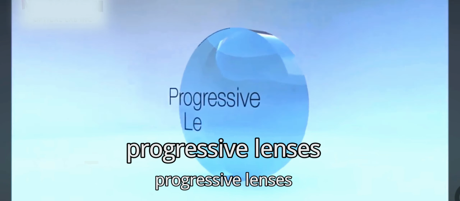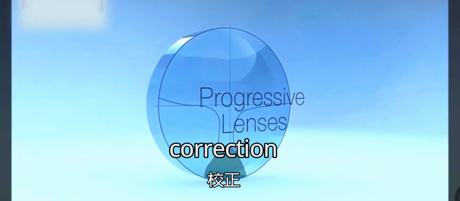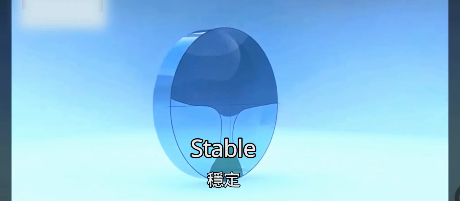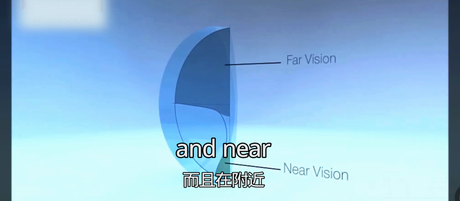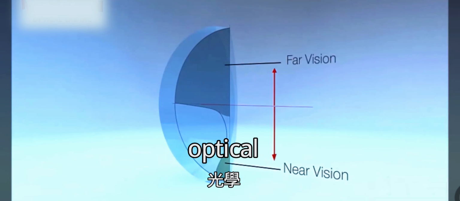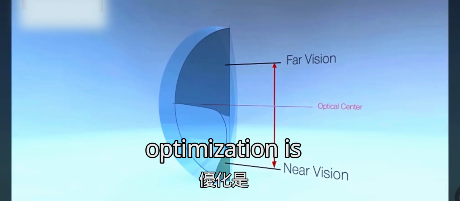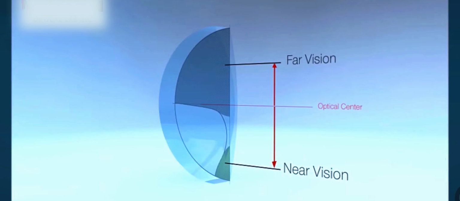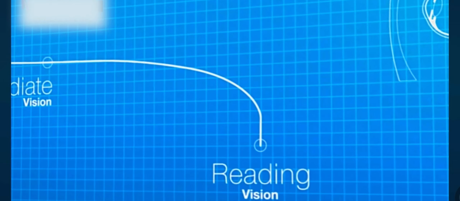For progressive lenses, oblique aberration correction is even more important. Stable, usable areas for far and near vision are located away from the optical center, so lens optimization is more significant. Far vision, intermediate vision, and reading vision as well.